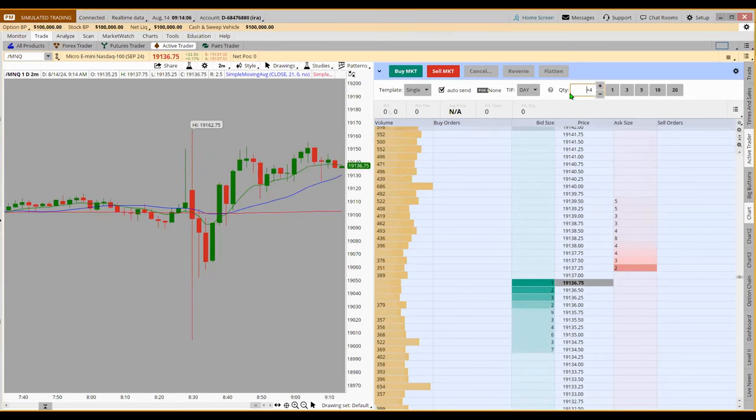Okay, it's 10:30. The 5 minutes still very noisy. Let's check out the 15-minute here. 15-minute inside bar. This could produce a short squeeze in Nasdaq.